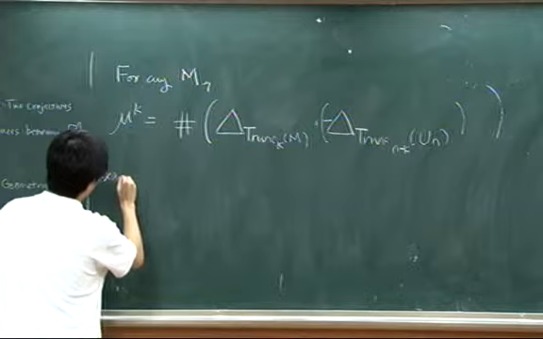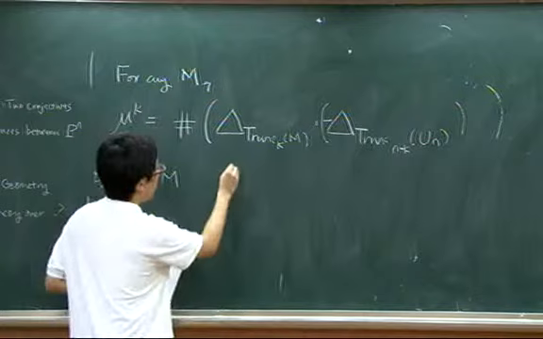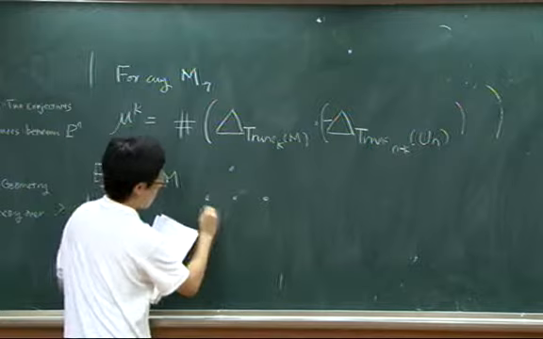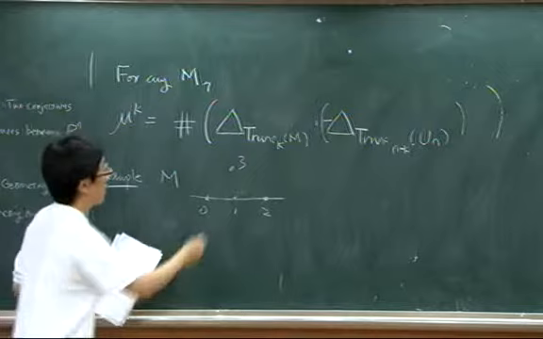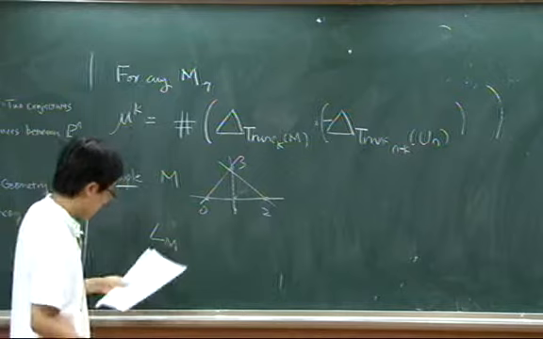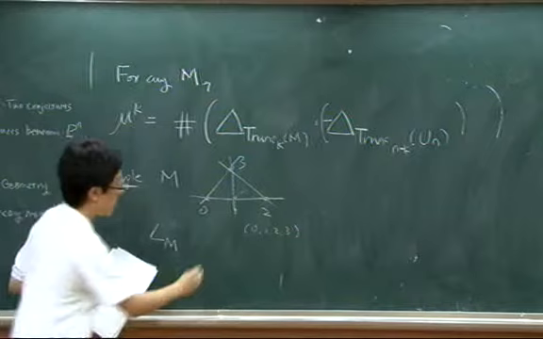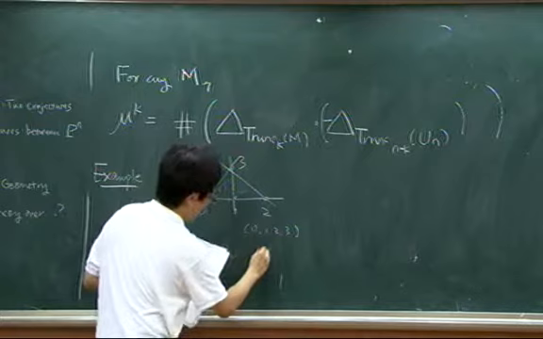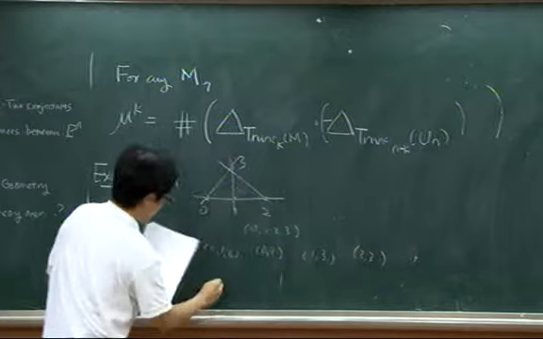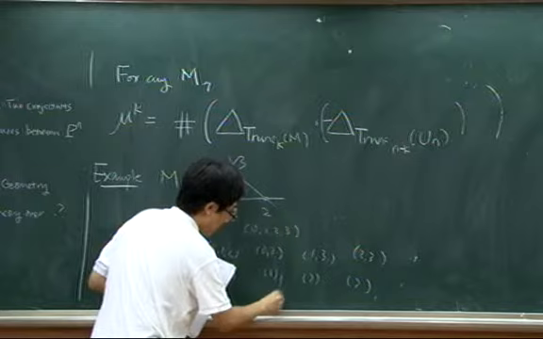Okay, let M be the vector configuration of 4 vectors like this, say 0, 1, 2, 3, and 3 vectors lie on a line like this. So our poset looks like 0, 1, 2, 3 corresponding to the whole space, 0, 1, 2 corresponding to this line, 0, 3, 1, 3, and 2, 3, and 0, 1, 2, 3, and empty.